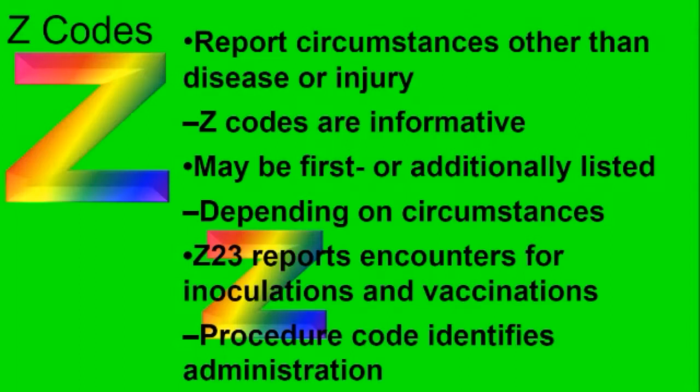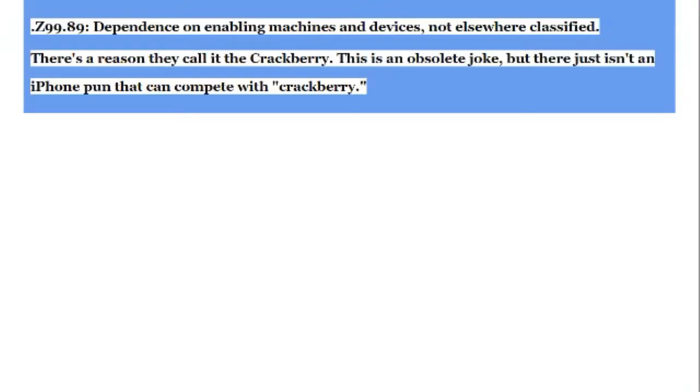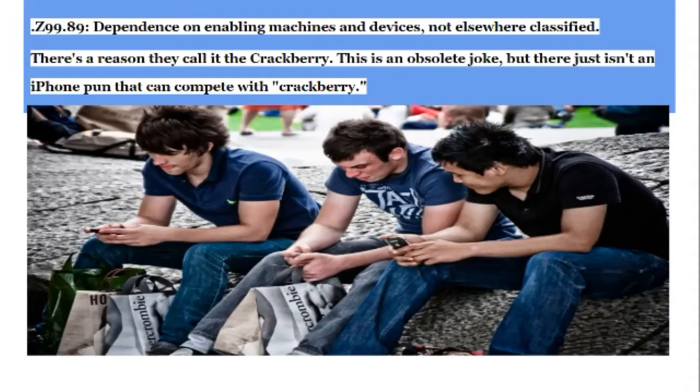Z codes report circumstances other than disease or injury. Z codes are informative and may be first or additionally listed depending on circumstances. Z23 reports encounters for inoculations and vaccination, along with procedure code identifiers and administration. Let's take a look at Z99.89. What is that code? It's dependence on enabling machines and devices, not elsewhere classified.